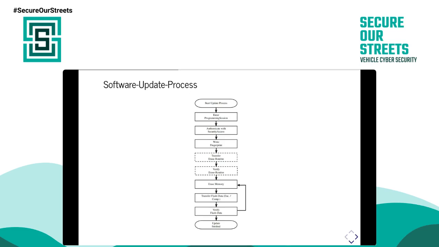So this is another example where we have a lot of hidden system states and where we as a researcher need to be aware of system states.